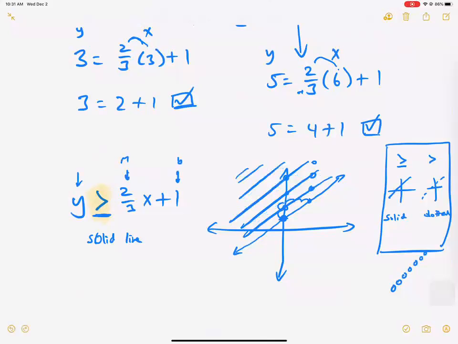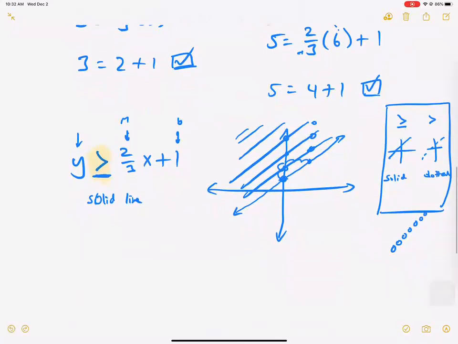He could be a little bit rich and a little bit handsome. He could be really rich and really handsome. All I care is he's above that line. Kind of a dumb analogy, right? But that's how we buy things.